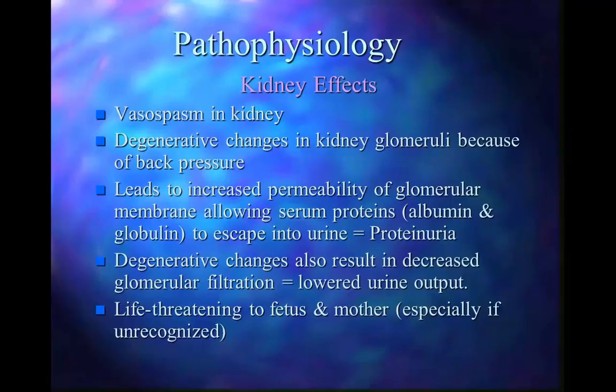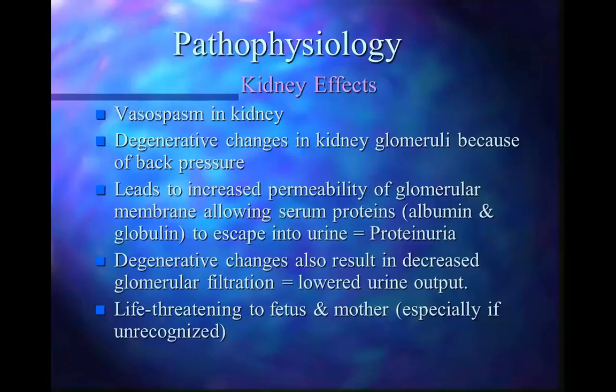We also have kidney effects. You've got vasospasm in the kidney, and the degenerative changes in the kidney glomeruli are occurring because of that back pressure of the vasospasm. So this leads to increased permeability of the glomerular membrane, allowing serum proteins to escape into the urine. And we call that proteinuria.